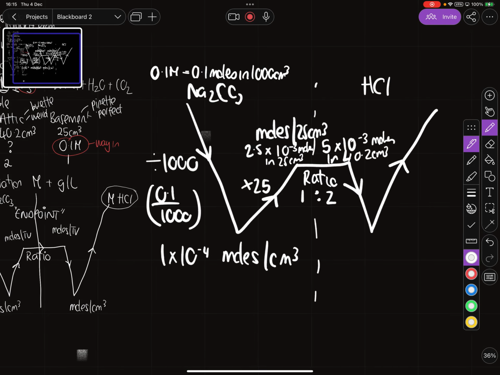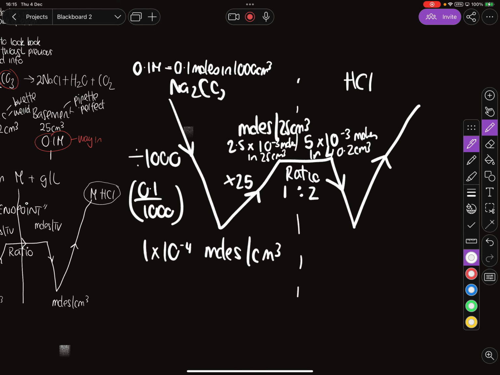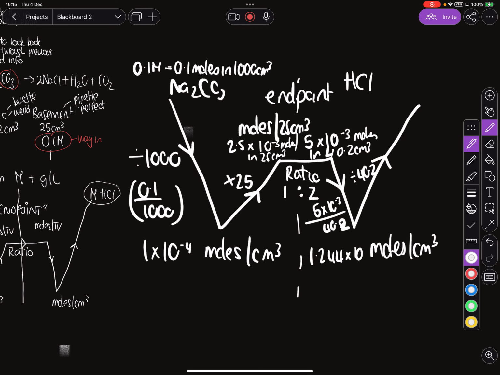40.2 centimetres cubed. So now I know how many moles at my end point of Na2CO3 and of HCl. So we're going down again, and we know it's going to be a division, and we know that the final answer we want is going to be moles in a centimetre cubed. So to do that, I'm going to divide by my titre volume, which is the 40.2 centimetres cubed. And so it's going to be 5 by 10 to the minus 3 all over 40.2. And when I do that, the answer I'm going to get is 1.244 by 10 to the minus 4.